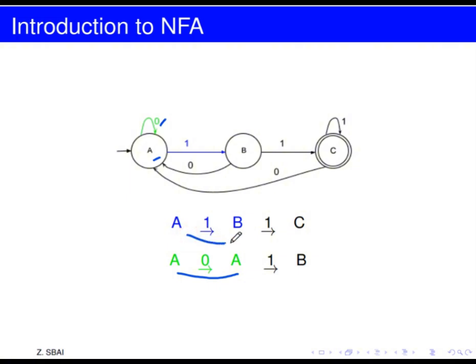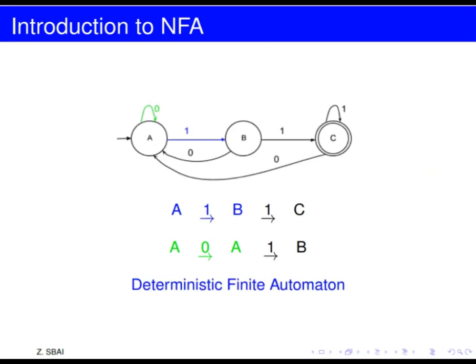Also, we have only one option. If we read a 1, the machine will always go from A to B. Also, from B, if we read a 1, it will go to C. If we read a 0, it will go back to A. So this machine is deterministic. That means we always have exactly one way from a state to another state when we read a symbol of the alphabet.